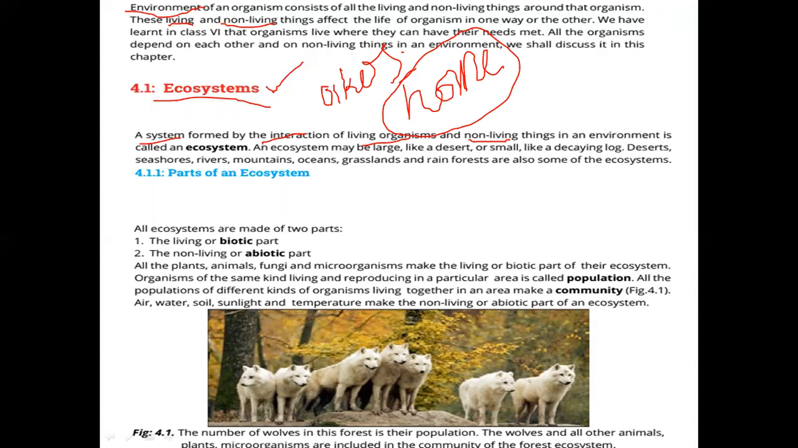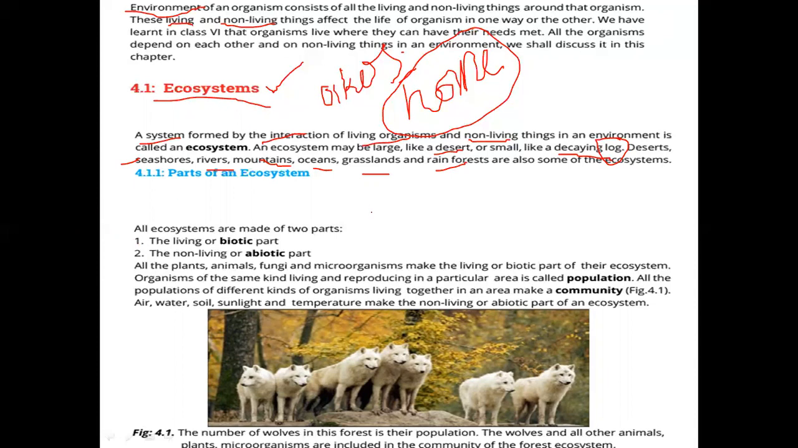That is called ecosystem. An ecosystem may be large or small, large like a desert and small like a decaying log. Log means wood which is cut down from a tree. A decaying log is like a fallen wood in which some living organisms live, like some insects and microorganisms. There are lots of other ecosystems like deserts, seashores, rivers, mountains, oceans, grasslands, rainforests. Some of them we will discuss here one by one.